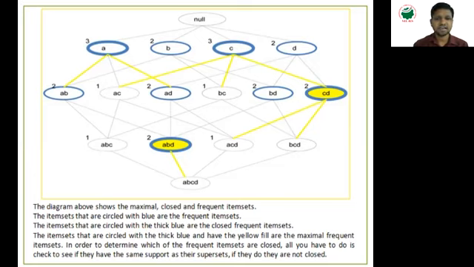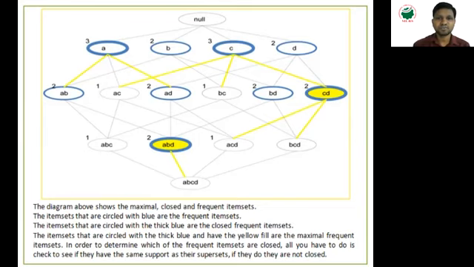In order to determine which of the frequent item sets are closed, all you have to do is check to see if they have the same support as their supersets. If they do, they are not closed. For example, I want to find one item set in the above diagram. As I discussed earlier, the item sets circled with blue are the frequent item sets, thick blue are the closed frequent item sets, and thick blue with yellow fill are the maximal frequent item sets. So what is the frequent item set color? Blue, right?